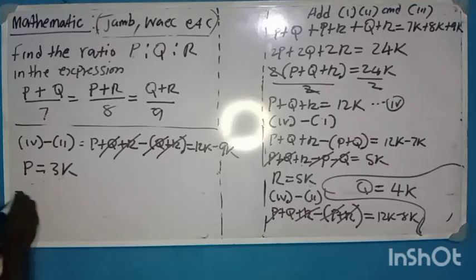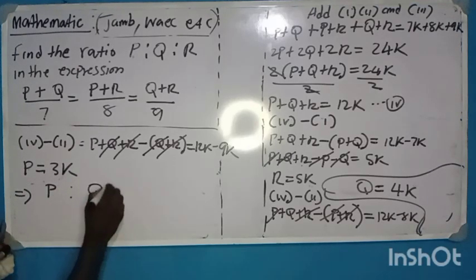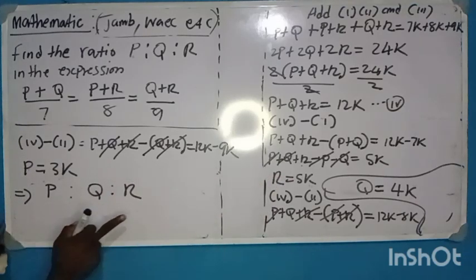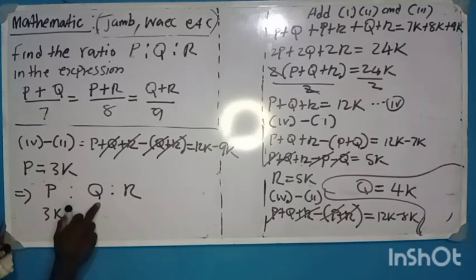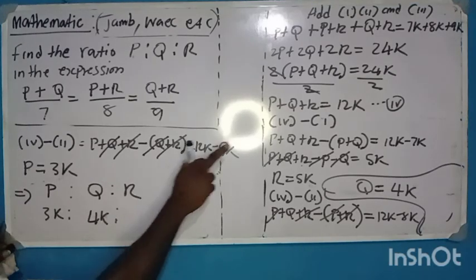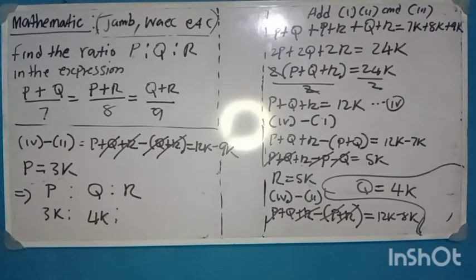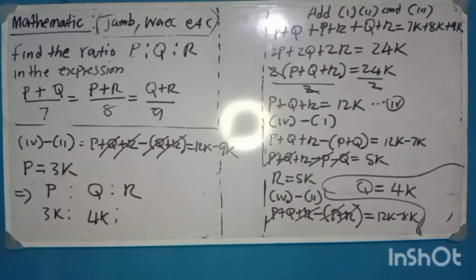Let's represent here. This implies that P ratio what? Q ratio R. Let's represent that answer. The first answer, which is P, is 3K ratio Q. We found Q to be 4K ratio R. We found R to be 5K. Yes, look at it here. 5K.